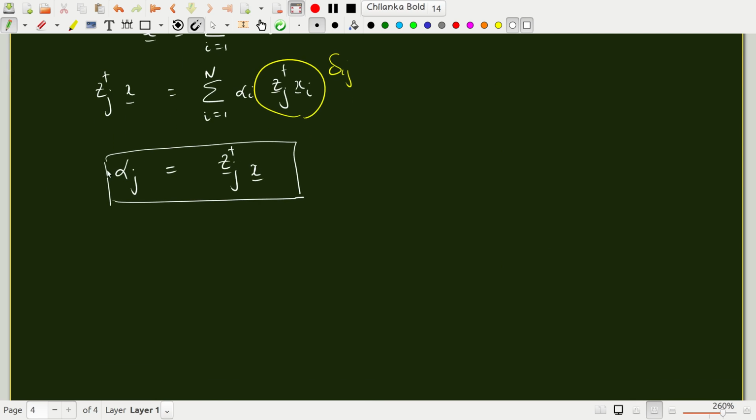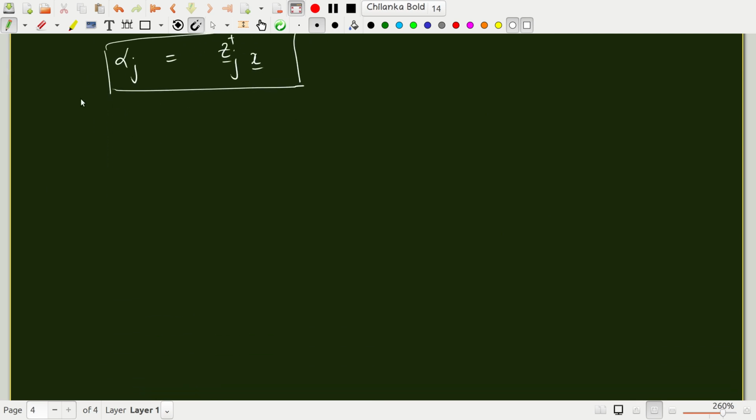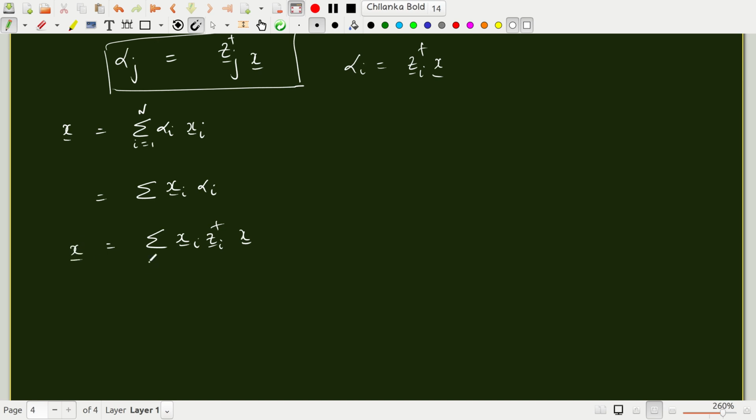Okay, now x is summation alpha i xi. Yes, and I can again write this as xi alpha i. This is nothing but xi, and instead of alpha i I will write zi dagger x. So x is some matrix times itself, so that matrix should be identity.